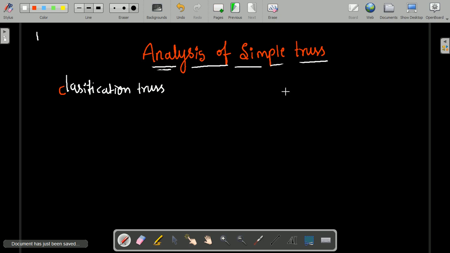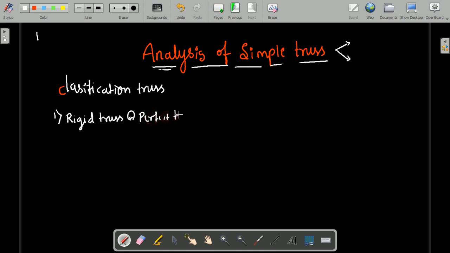We are going to use simple structural members. That is what trusses are. So we have the classification. The first one is the rigid truss, which we can also call a perfect truss. So what does rigid or perfect truss mean? I will give an example.